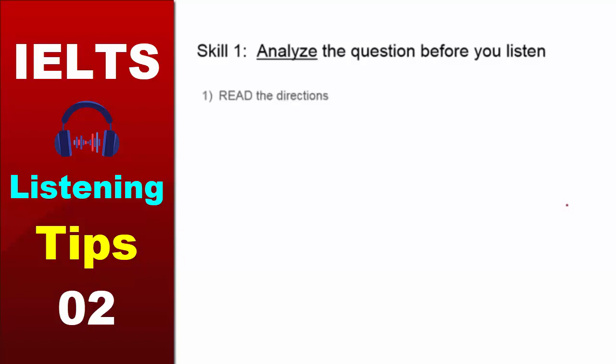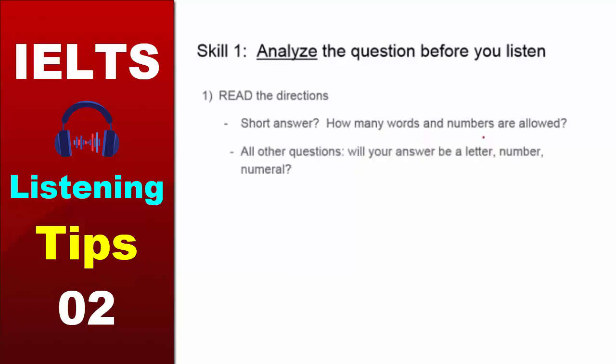So the first thing you need to analyze are the directions. Your directions will tell you how many words and numbers are allowed for short answer questions. Other questions will give you other types of answers: letters, numbers, numerals. It's important to take note of this and really focus on it, because later, after you've finished listening to all 4 listening passages for the listening paper, you will have 10 minutes to put your answers on the answer sheet, and it's very important that you answer each question with the right format. So, focus on it. Make sure you notice it when you get to a new set of questions.